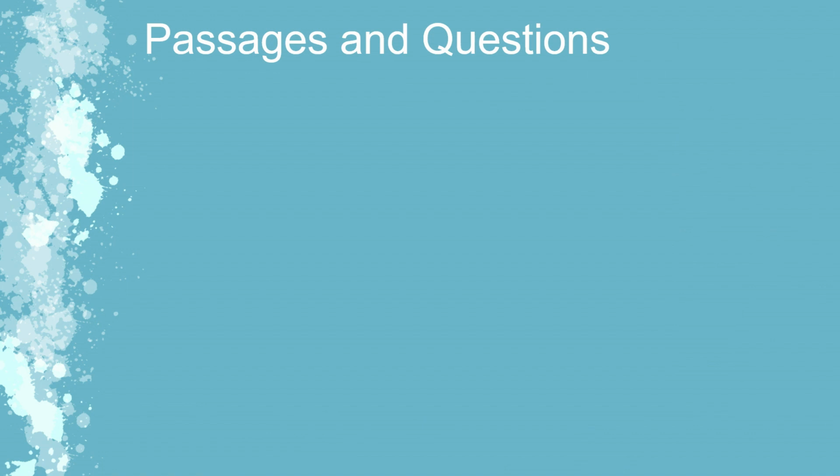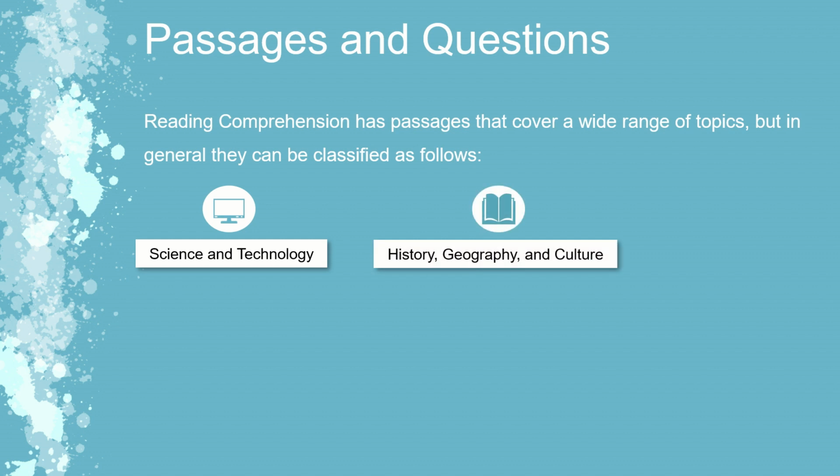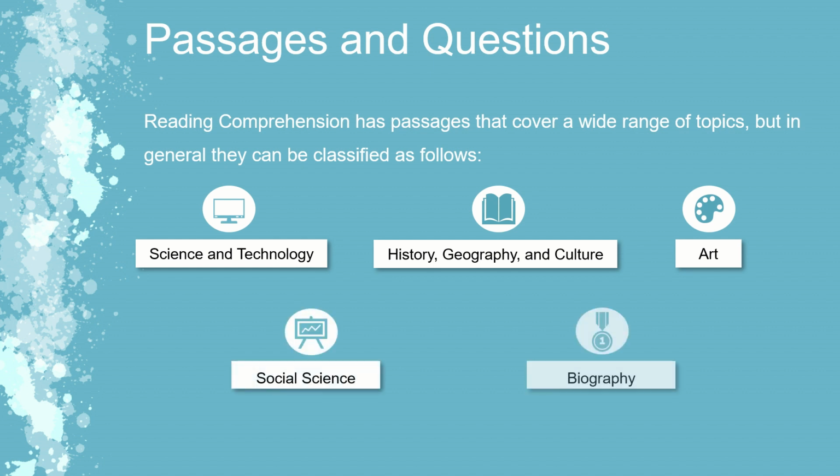Alright, now we came to the last section of this lecture, passages and questions. Reading comprehension has passages that cover a wide range of topics, but in general they can be classified as follows. Science and technology, history, geography and culture, maybe art, social science, biography. Knowing all these topics will help you to understand the text better.